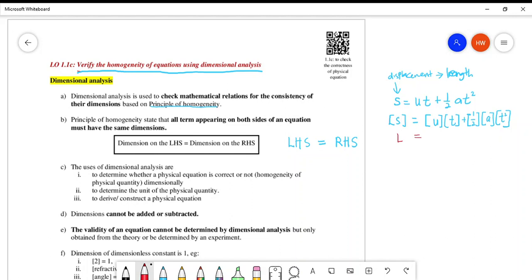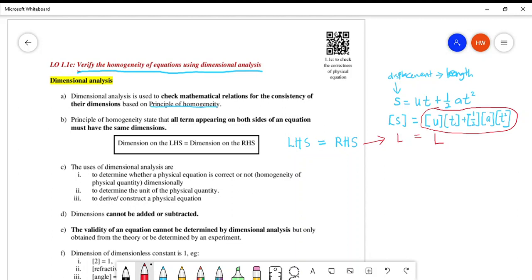So we need to make sure that all of these terms on the right hand side also have the dimension L. Then we can conclude that the left hand side of the equation is equal to the right hand side of the equation. The dimension of the left hand side should be equal to the dimension on the right hand side. So you need to know how to do the dimensional analysis on the right side of the equation.